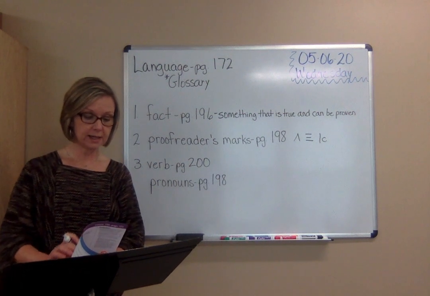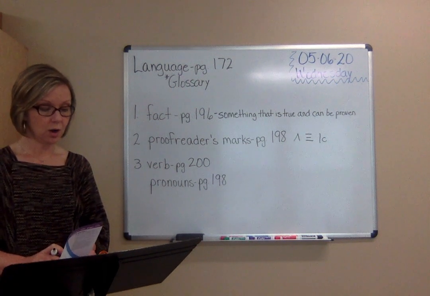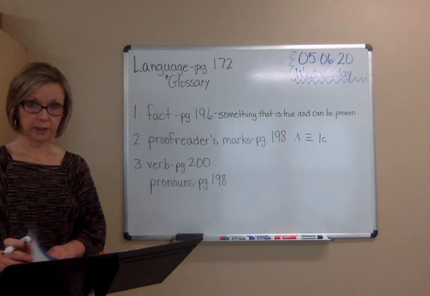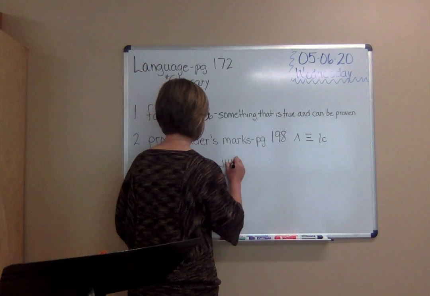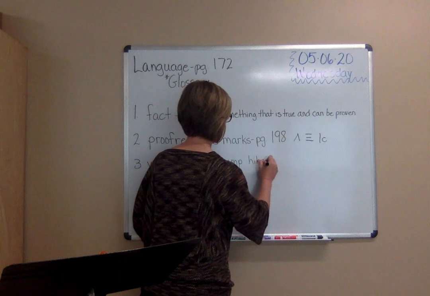So the 3 examples, sample verbs that they give you are jump, hike, wish. So we're going to write those. Jump, hike, wish.